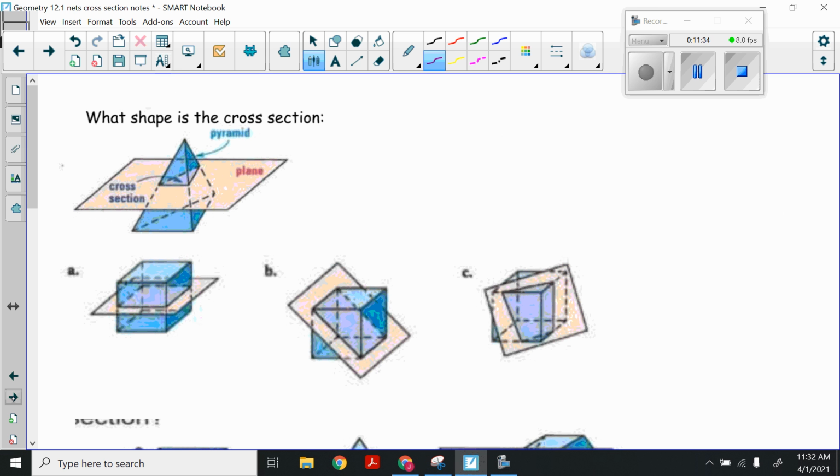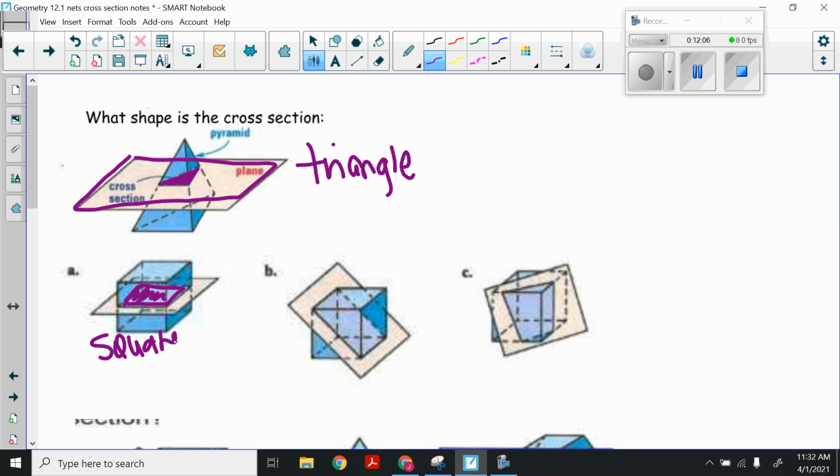So here it says, what is the shape of the cross-section? So we see that we have a pyramid. This is our plane. We took it parallel, and this in here is our little cross-section. So what is our cross-section there? The shape is a triangle. On this one, we have a cube. The cross-section we see is a square.